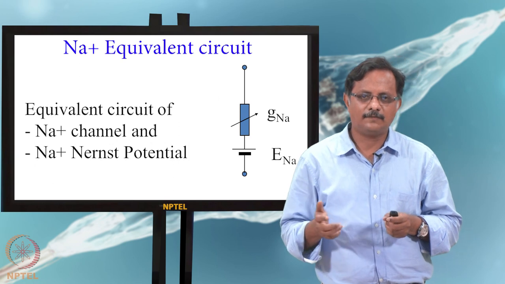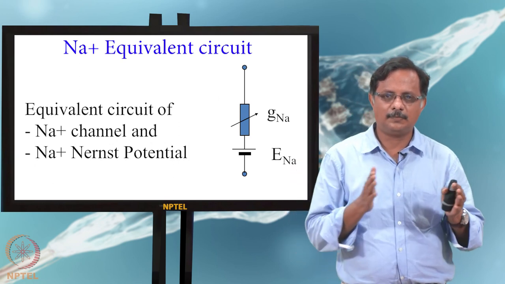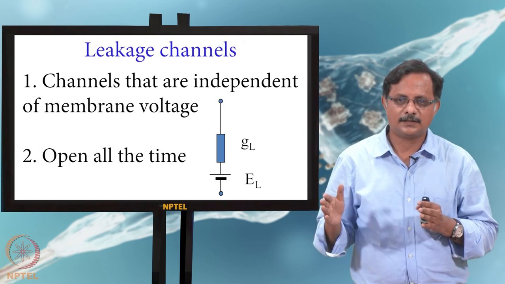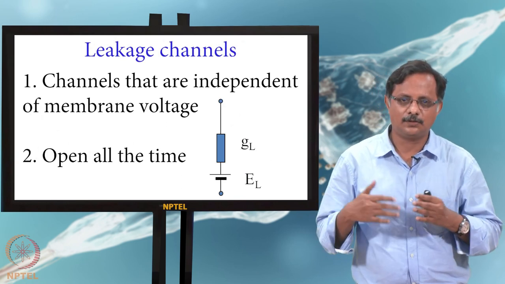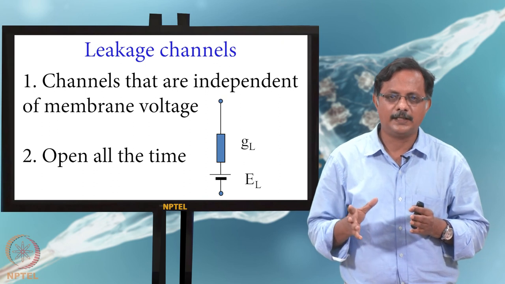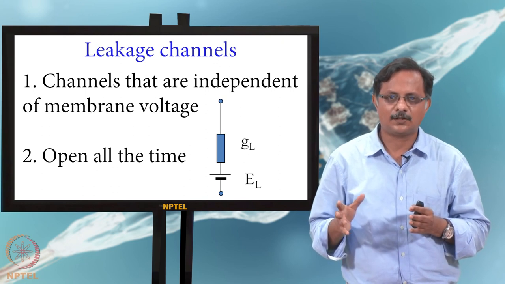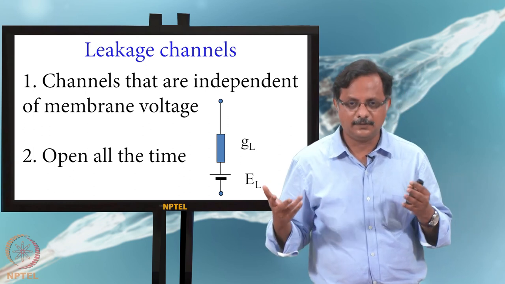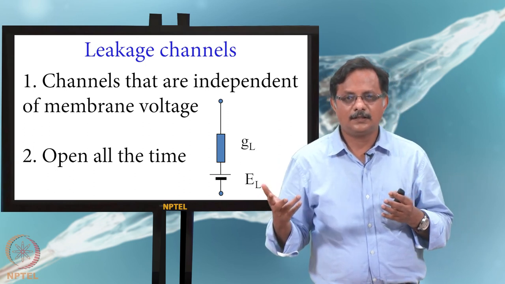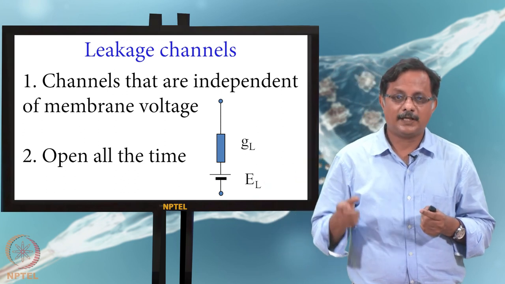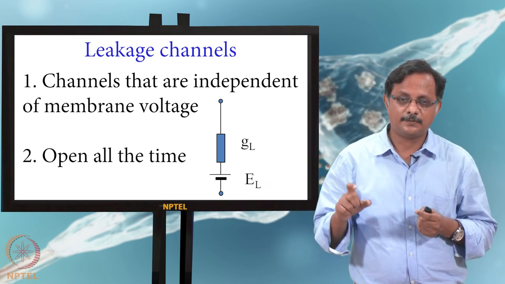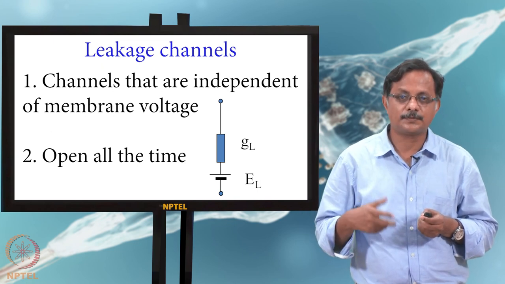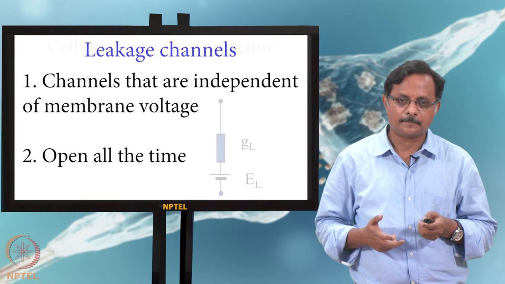Then, like I said, you have two kinds of channels, membrane voltage dependent and voltage independent. Voltage independent channels are open all the time, they are not controlled by voltage. Therefore, they are called leakage channels, because you can imagine that they are leaking ions all the time from inside to outside. So, these channels can be represented by a constant conductance, so that they are not variable, in series with a battery, which is the Nernst potential of the leakage channels.